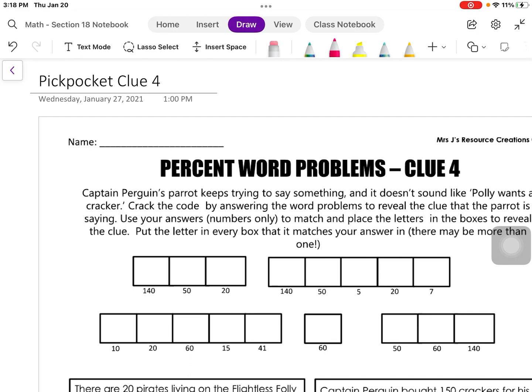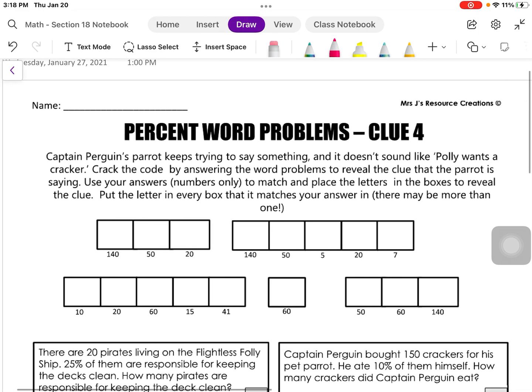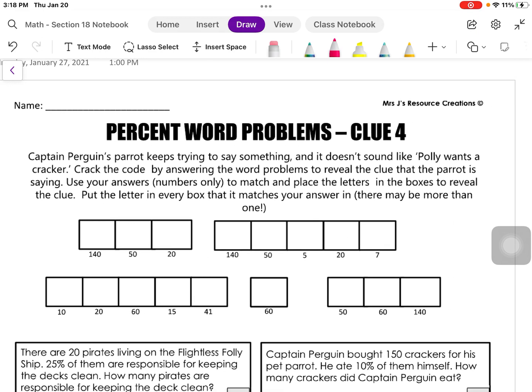Clue 4, some word problems. It says Captain Pirate parrot keeps trying to say something, and it doesn't sound like Polly wants a cracker. Crack the code by answering the word problems to reveal the clue that the parrot is saying. Use your answers, numbers only, to match and place letters in the boxes to reveal a clue. Put the letter in every box that it matches your answer.